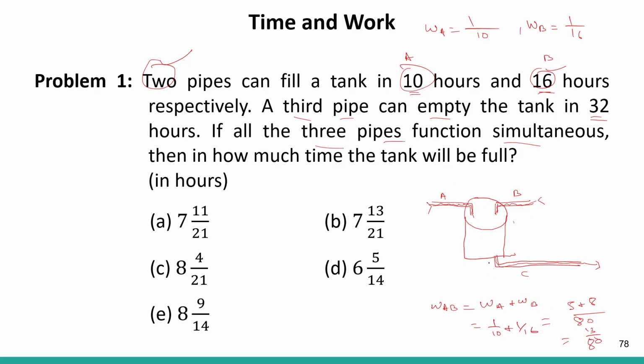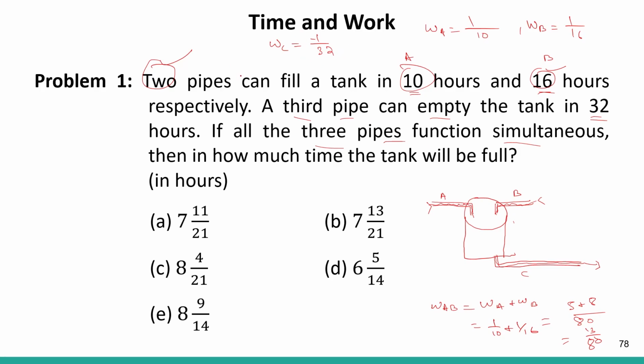Now all three pipes function together, so pipe C will try to empty the tank. The work rate of C, WC, is individually 1 by 32, so it will be minus 1 by 32, as it is actually taking the water out. Since A and B were taking the water in, we used the plus symbol and they are positive values. Since C is taking the water out, we use the negative sign here.